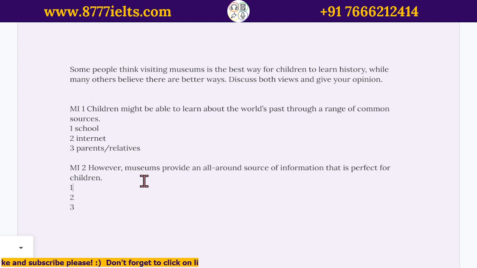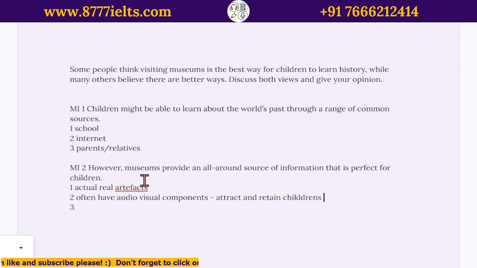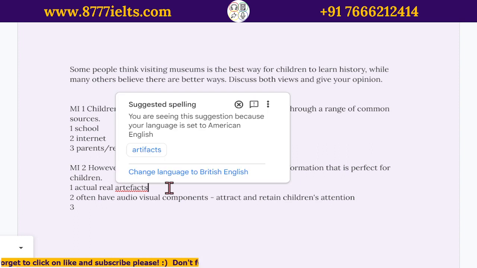Wow. Okay. Museums are great because you have actual real artifacts, right? And they often have audio visual components. They attract and also retain children, who have a very short attention span. You might send a child to school for like 7 hours, but that doesn't mean that they're active all those 7 hours learning every single thing. Hell no. So that's that. Actual real artifacts.